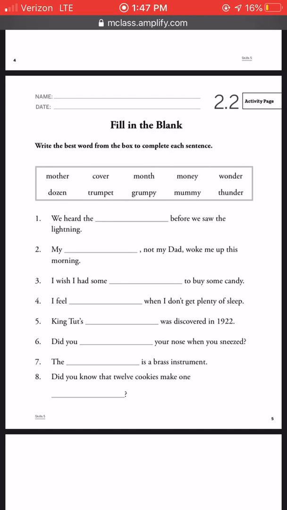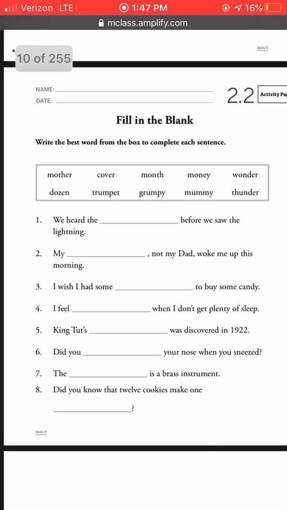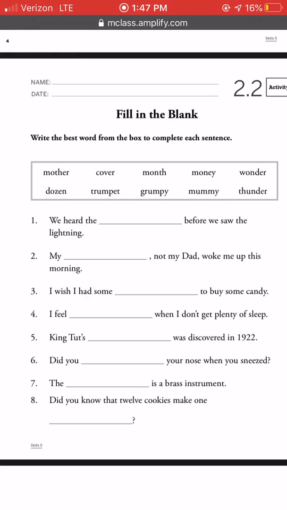Okay, page 5. Let's read the directions. Write the best word from the box to complete each sentence. Let's go ahead and read through the words in the box. Mother, dozen, cover, trumpet, month, grumpy, money, mummy, wonder, thunder. So let's do number 1 together. I'm going to go ahead and read that sentence. We heard the blank before we saw the lightning.